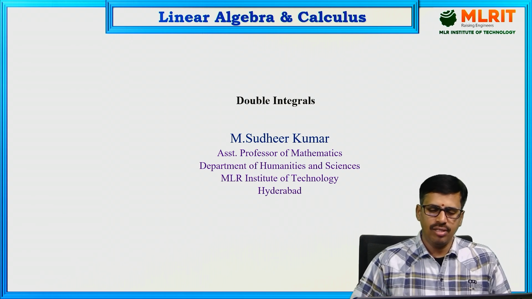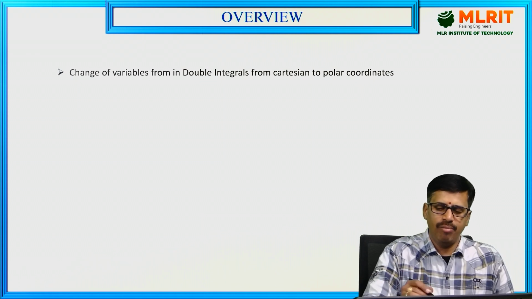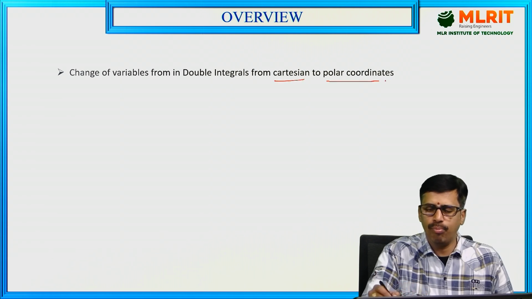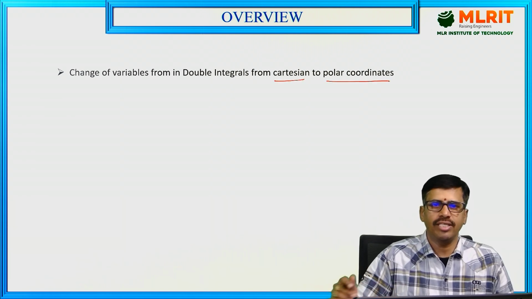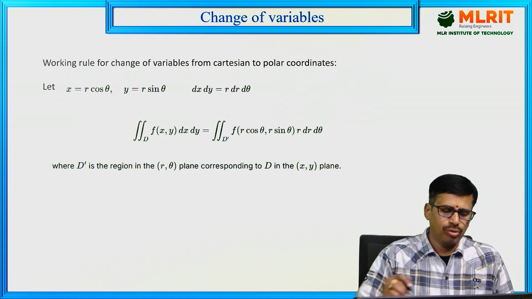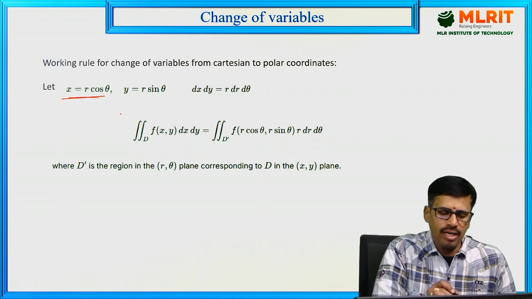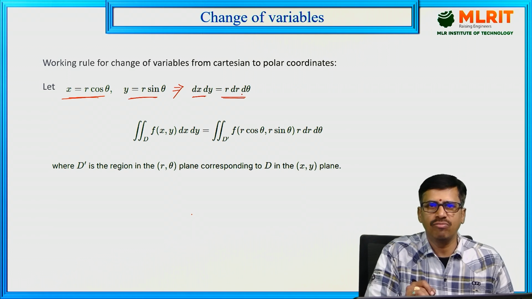In this lecture, I am going to cover the topic of change of variables in double integrals, from Cartesian coordinates to polar coordinates. How to change the variables and evaluate the double integral, let us see. So, the procedure is, let us take x is equal to r cos theta and y is equal to r sin theta, and this dx into dy will become r dr d theta by the help of Jacobian.